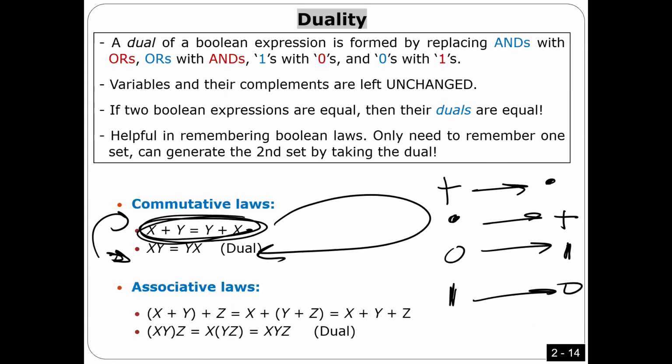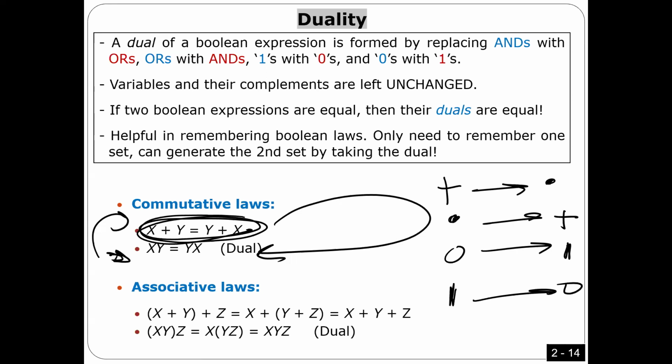So let's look at the next one here, which is also interesting. We have here commutative. This commutative is similar to the normal algebra, right? The order doesn't matter here. If you calculate x AND y, it's the same thing as y AND x.